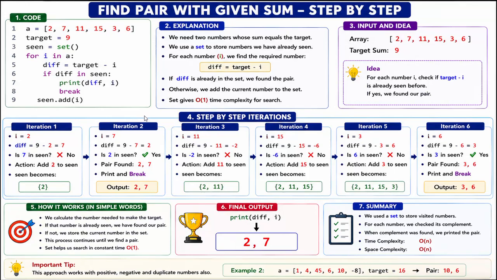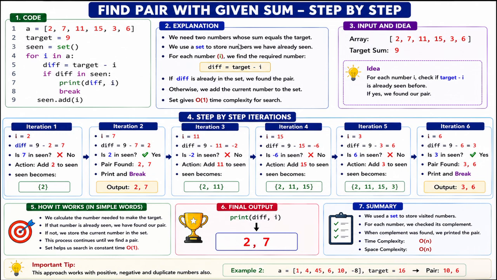This is the most repeated question in Python interviews. Here the goal is to find a pair with the given sum. The idea is, for each number i, we check if target minus i is already in seen. If yes, we found our pair. Here is a small explanation for you.